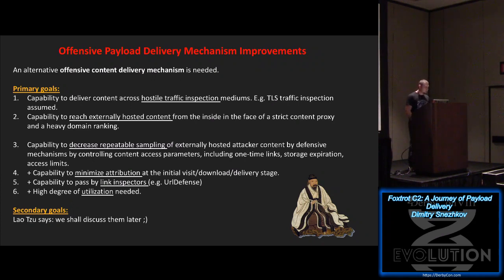So the primary goals for us to deliver a payload would be, obviously, hostile traffic inspection, so we should not rely on TLS. We should be able to have the email or the link, if it's clicked, reach out to the external payload or external entity that basically downloads the payload, or if you have a stager, downloads the payload.